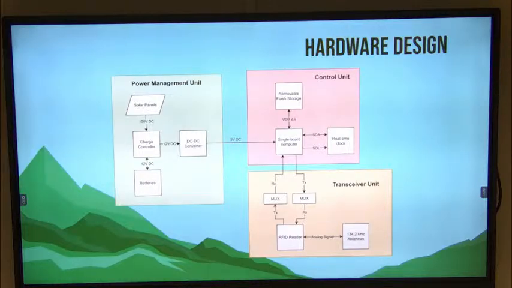Then we have the transceiver unit, which contains the antennas and the RFID reader that we will be using to detect the tagged snakes. And in between the interfacing of the control unit and the transceiver unit, we have two multiplexers, which allow the control unit to talk to multiple readers using a total of 2 communication ports.